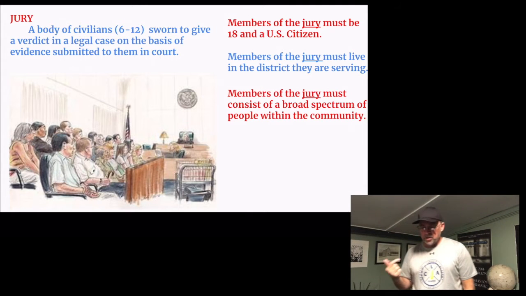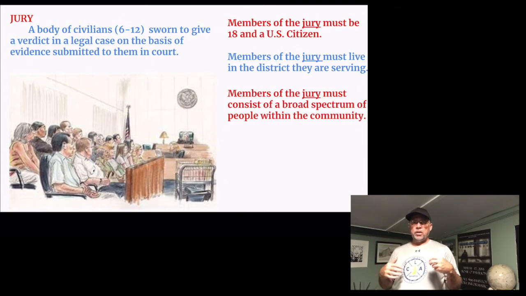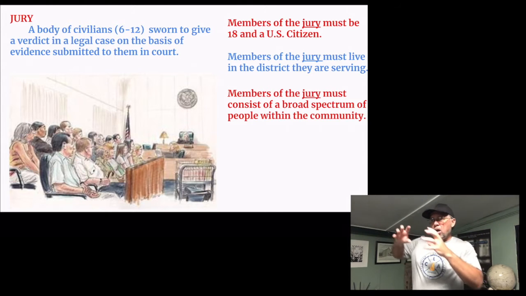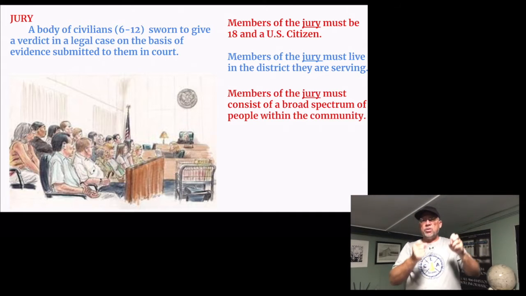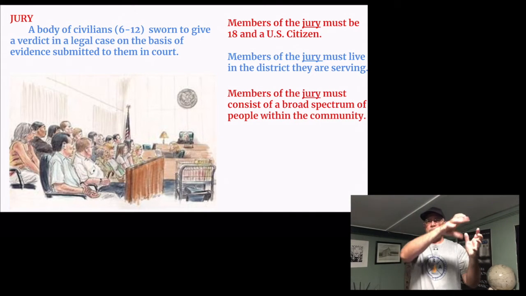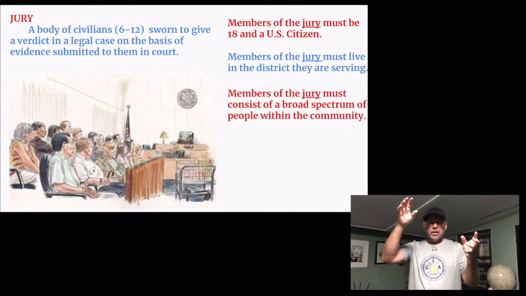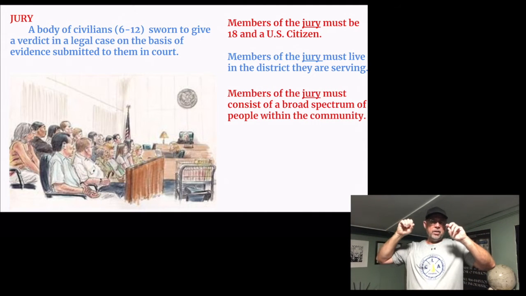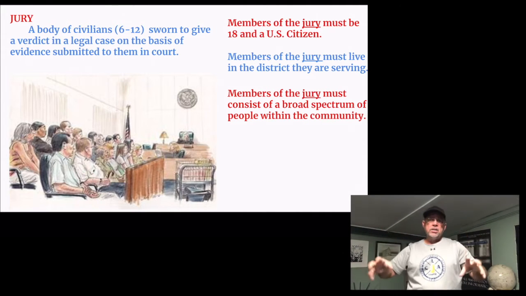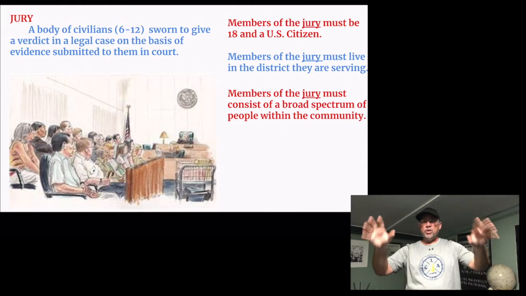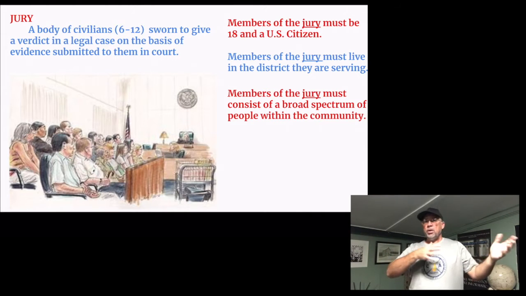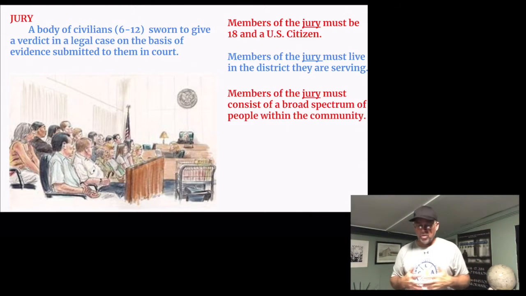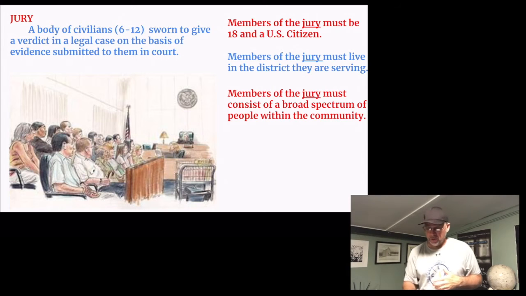Members of the jury must consist of a broad spectrum of people within the community. So they don't pick all conservative Republicans or all liberal Democrats to serve on just one jury. It has to be a broad spectrum. So you're going to have liberals and moderates and conservatives, all different races, a mixture of gender, male and female. There are going to be business people, construction people, education people. They try to get this broad spectrum so that they can have a balance on the jury.